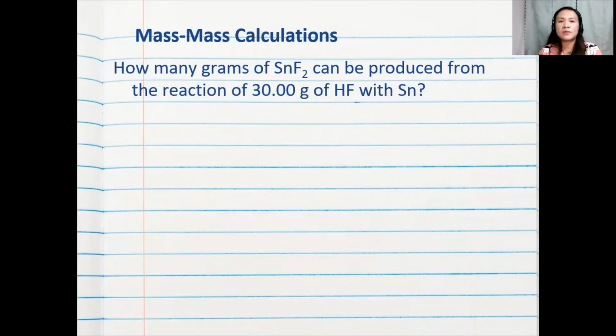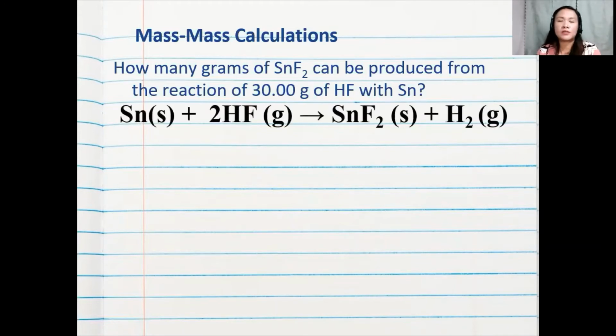How many grams of SnF2 can be produced from the reaction of 30 grams of HF with Sn? So again, we need to write the balanced chemical equation, and that will be tin plus 2 hydrogen fluoride will form tin fluoride plus hydrogen gas. Okay, so again, as I have mentioned earlier, we need to first write the given. So let's put the given.